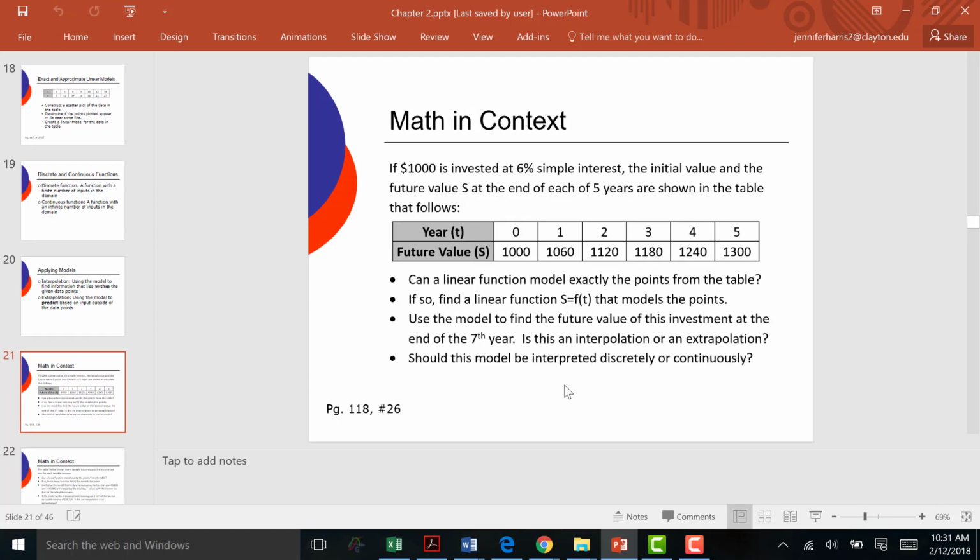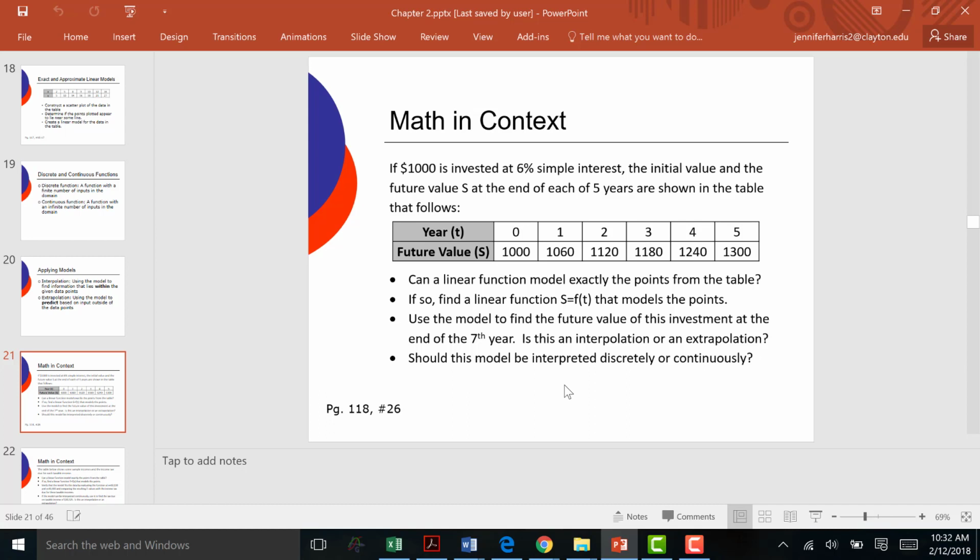So here we go. Let's talk about how this relates back to real life, what we just did. All righty. Let's read and see what it says. Math and context. If $1,000 is invested at 6% simple interest, the initial value and the future value called S, we're calling the future value S, at the end of 5 years are shown in the table. All right. So instead of X and Y, what letters are they using? T and S. T is time. Most of the time, T will represent time, whether it be seconds, minutes, years, months, whatever. T usually represents some sort of time. All right, future value is S.